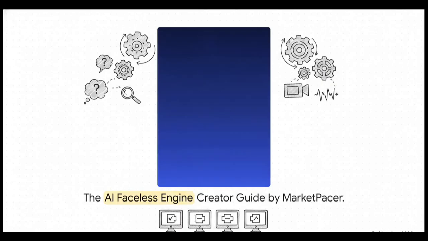Now, everything we've broken down today comes straight from the AI Faceless Engine Creator Guide by MarketPacer. And what's honestly incredible about this source material is that it doesn't just leave you with a theory. It actually gives you the exact copy-paste prompt library you need to replicate every single stage of this engine yourself. I'm talking about the topic candidate generator, the shot list creator, the motion directions, the whole shebang. It is all right there, ready to plug directly into your workflow.